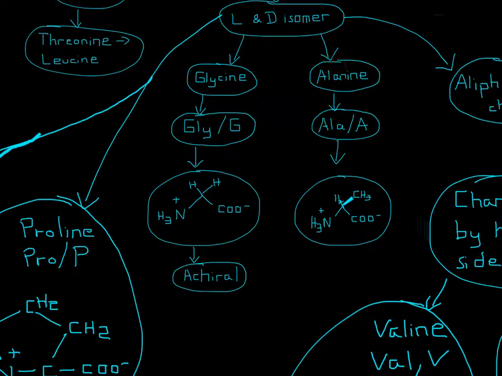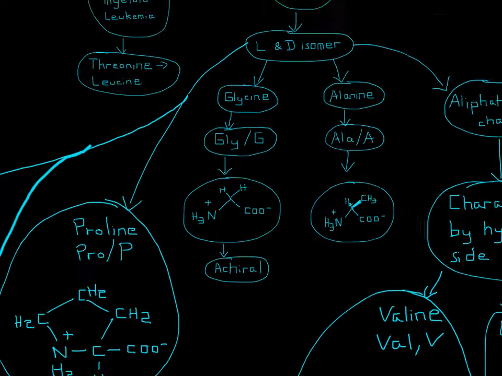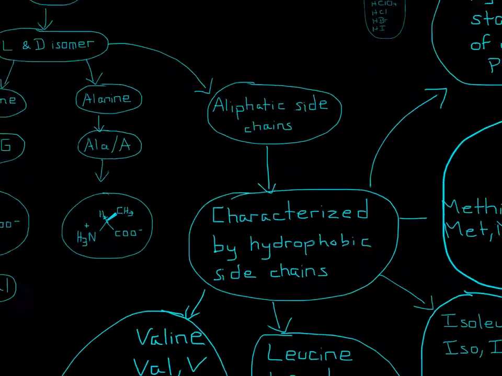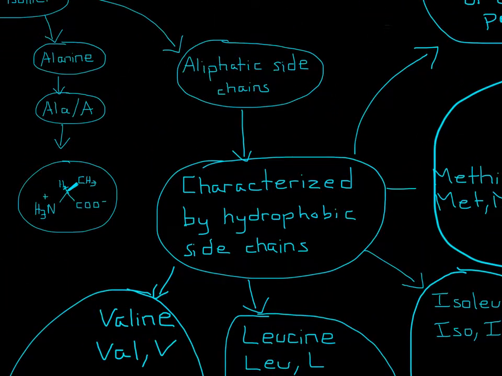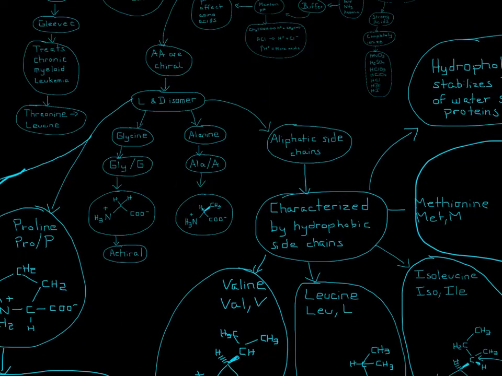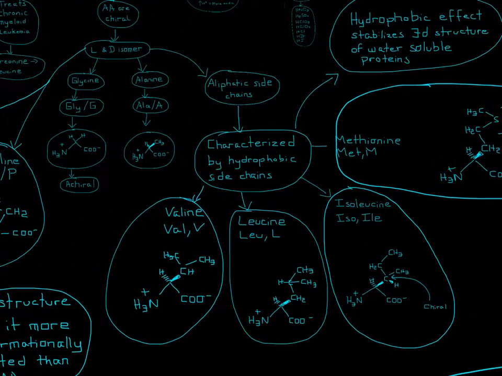For alanine, you have the 3-letter ALA and then A. For this, it's just slightly more complicated, which is a CH3, a methyl group on top, instead of a hydrogen. So we've covered the first 2 amino acids. Now let's move on. We have the aliphatic side chains. They are characterized by hydrophobic side chains. All that means is that they have a lot of carbons. There are 4 of them in total. We have valine, leucine, isoleucine, and methionine. These are the 4 aliphatic side chains.